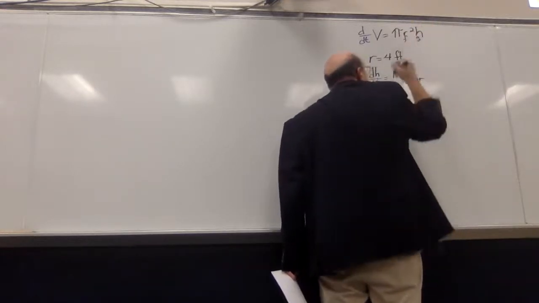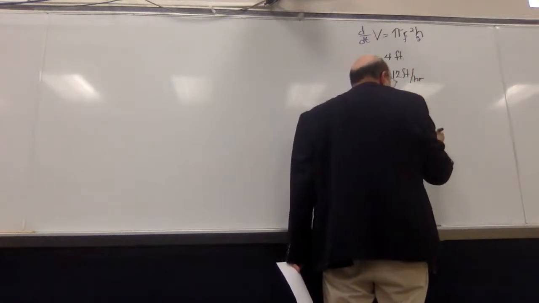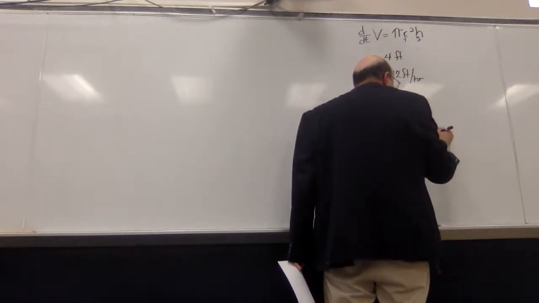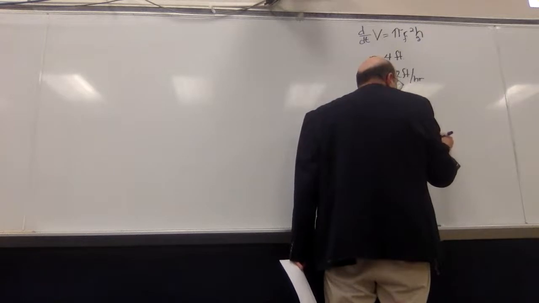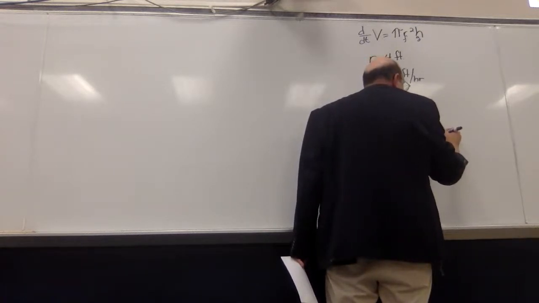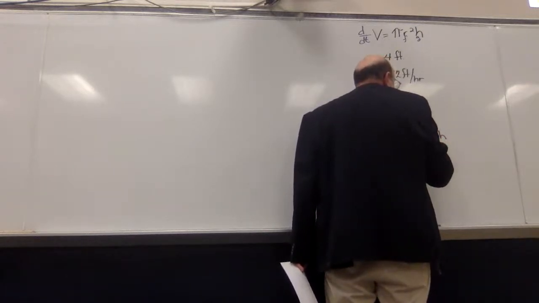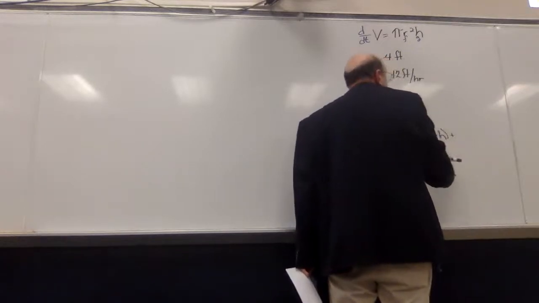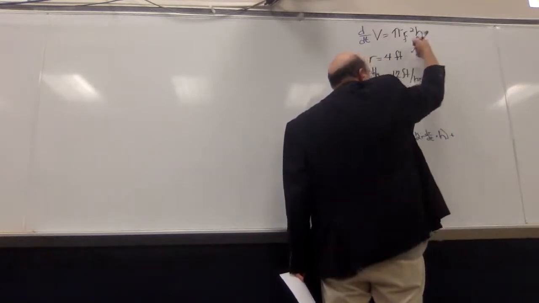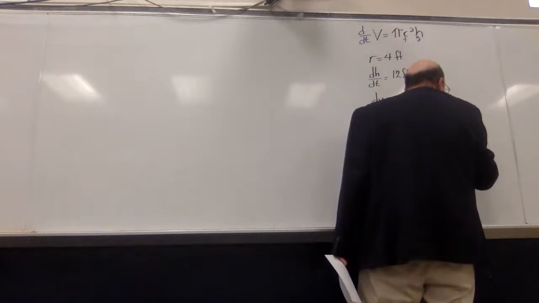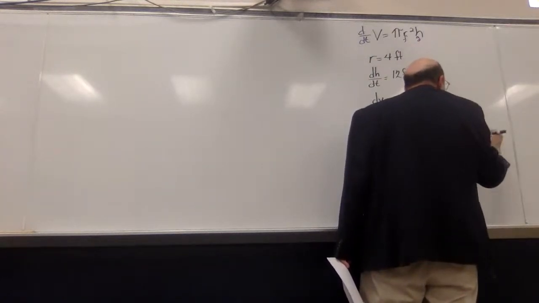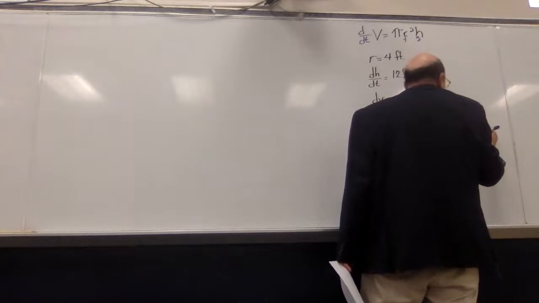And so I say 2r dr/dt times h, plus, and then take the derivative dh/dt times r squared, right?